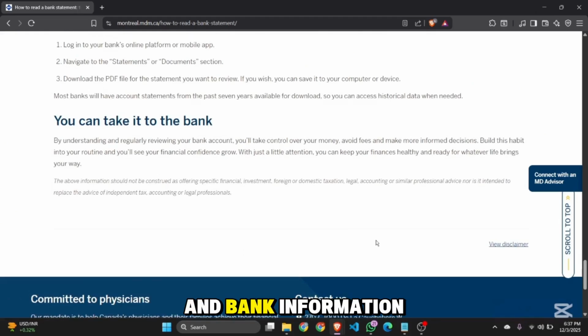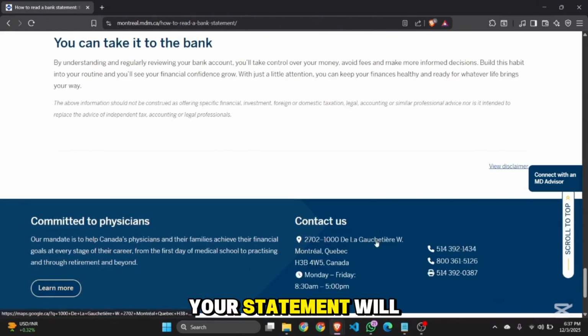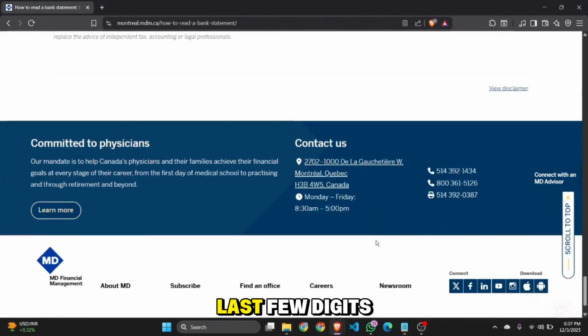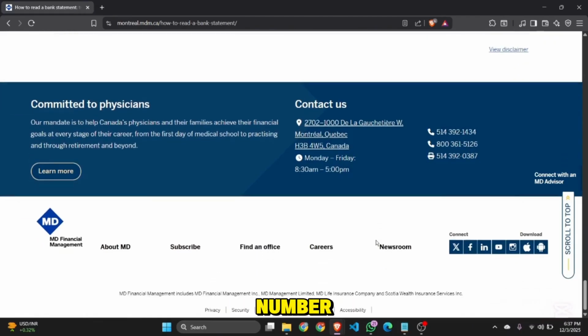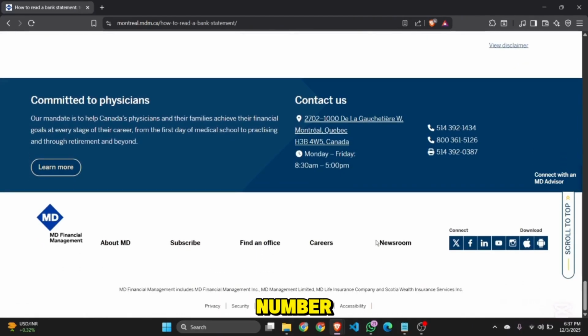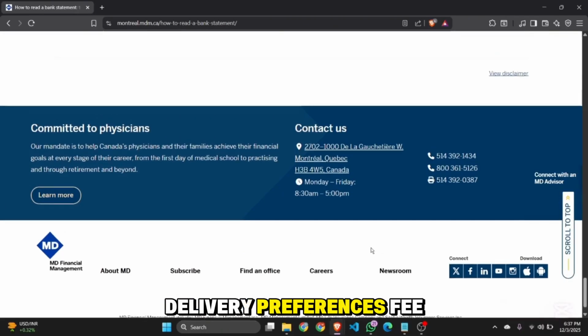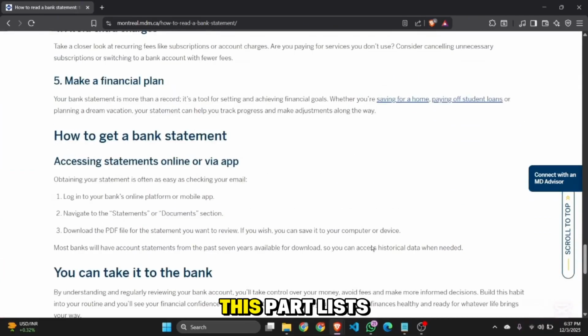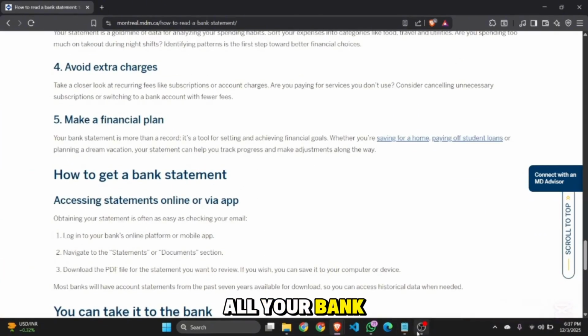Account number and bank information. Your statement will also show the last few digits of your account number, the bank's customer support number, and statement delivery preferences. Fee section. This part lists all your bank fees, for example, monthly service fee, ATM fee, or overdraft fees.